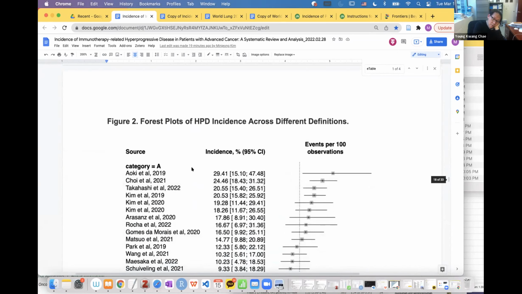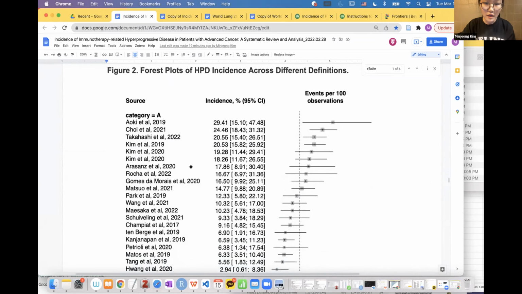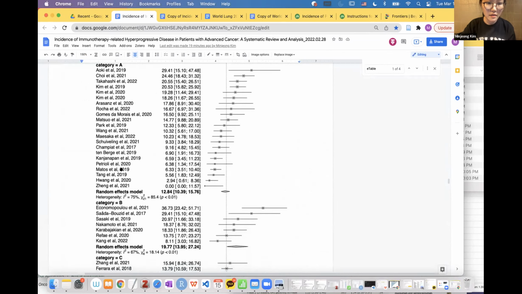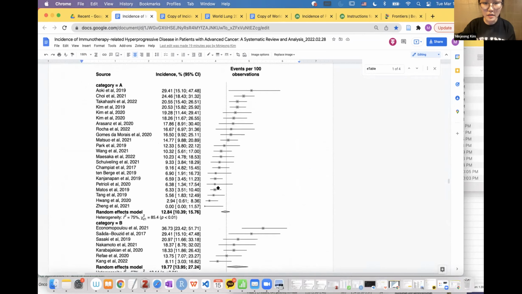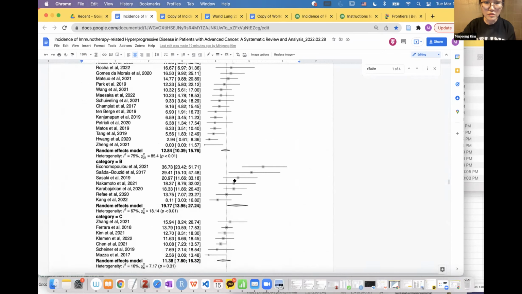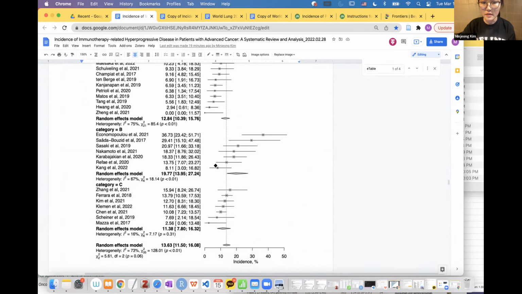So moving on, after the definitions were recategorized, you can see that there's a wide heterogeneity, even if it's the same definition. That's basically due to the type of tumor that was studied.